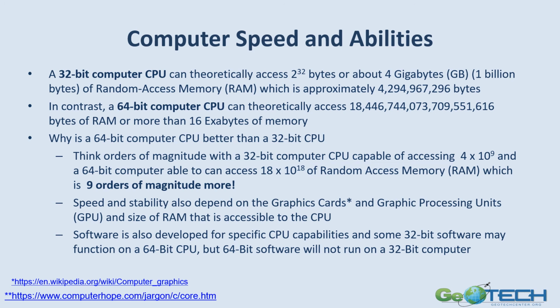Also, when you're buying a computer, your speed and stability also depend on your graphics cards and your graphics processing units, and the size of RAM that is accessible to that CPU. And there are a lot of things. I put 2 links on here that can go more into those graphics cards and things. Also, you should be aware that software is developed for specific CPU capabilities, and some 32-bit software may work on your 64-bit CPU, but no 64-bit software should be able to run on a 32-bit computer.